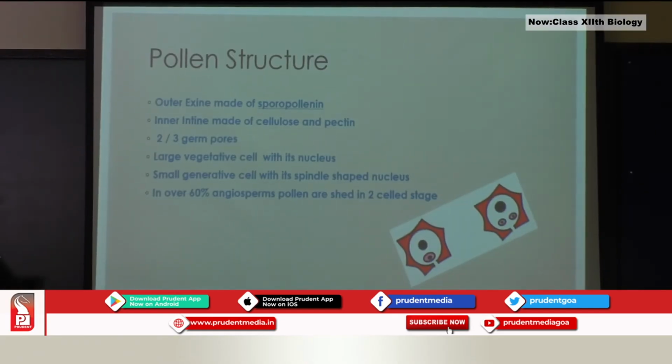Moving on, let us understand the outer walls of the matured pollen grain. The outer layer is called the exine, which is made up of a substance known as sporopollenin. Coming to that a little later. The inner layer is called intine. It is made up of cellulose and pectin. So this is the inner layer and this is the outer layer.